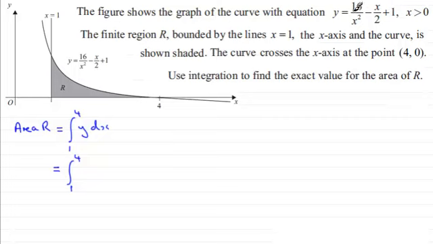But to integrate this, I need to modify my terms. 16 over x squared can be thought of as 16 multiplied by 1 over x squared, and 1 over x squared is x to the power minus 2. For minus x over 2, that's the same as minus a half x. And then we've got plus 1. We're integrating all of these three terms with respect to x, so do put that in brackets.